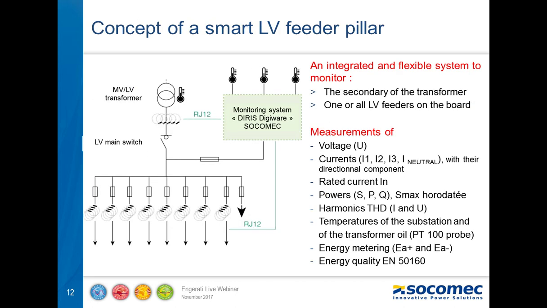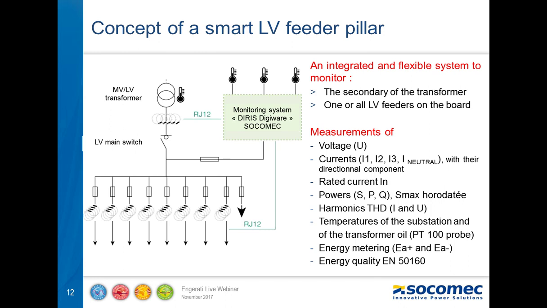When you see, for example, the concept of a smart low voltage feeder pillar that you can find in a substation, you see that you can monitor after the secondary of the transformer, and one or all the low voltage feeders on the board. And this can be done very, very easily. You just need to add a box in the substation with all the connections to the different current transformers that you have. And all the modules can be put in only one or two very small DIN rails, for example.